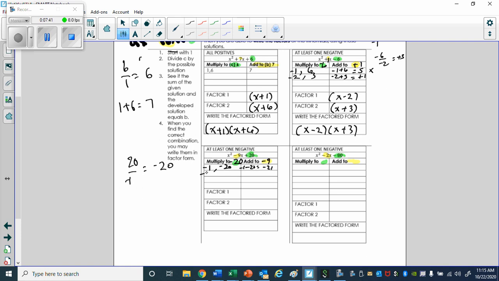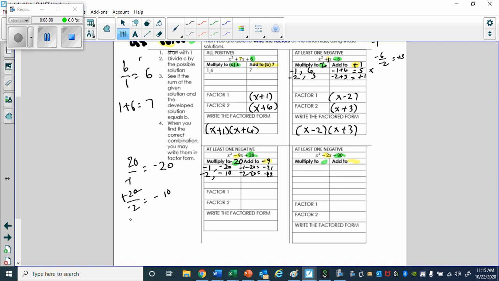So I go to negative 2. Negative 20 divided by negative 2 equals positive, oh, it says positive, negative 10. So I tried that. Put them together and I get negative 12. That doesn't work, so I go to the next one.